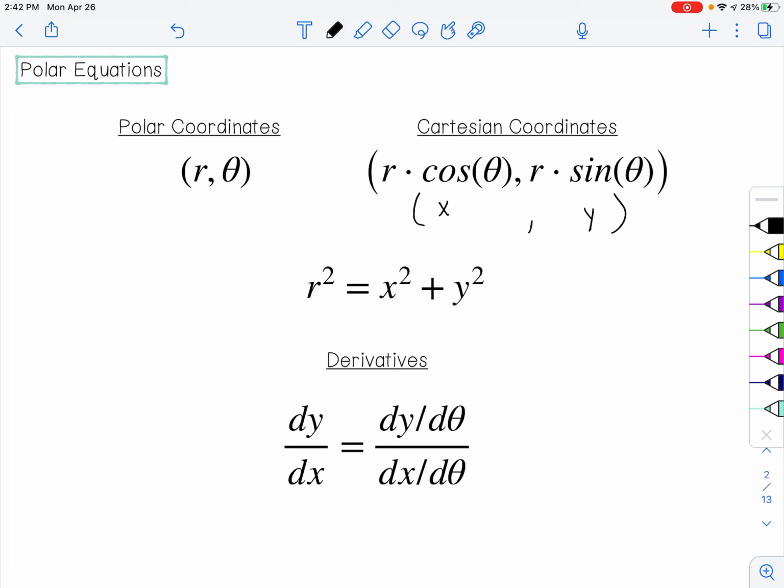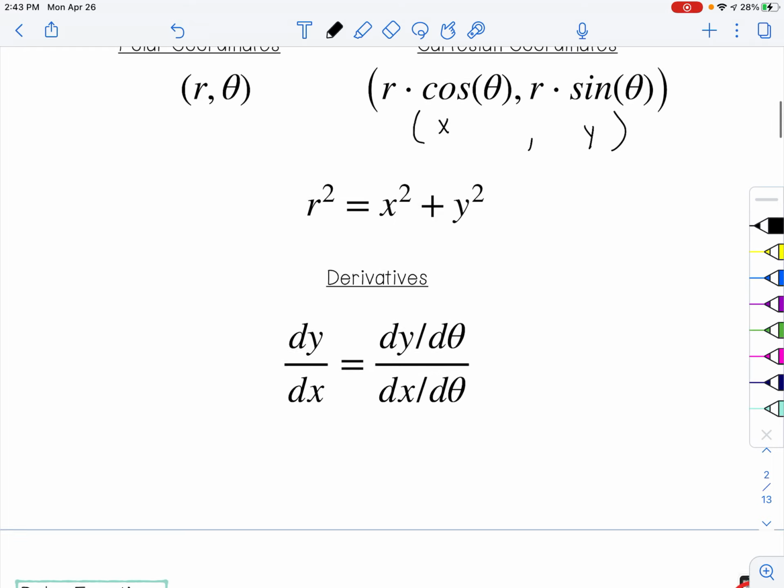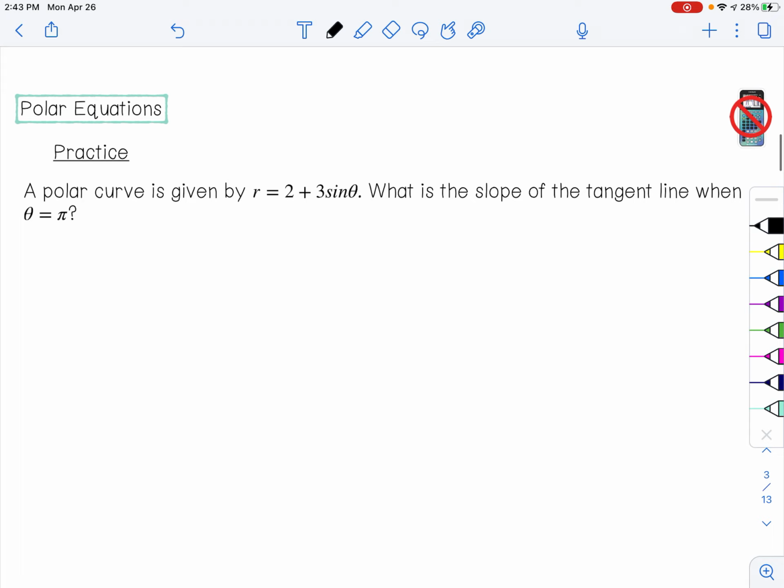Derivatives are pretty easy. Remember that you just take the derivative of both the x and the y equation in terms of theta, and then you divide dy d theta over dx d theta. So you're just putting the two equations on top of each other. We're going to do a quick little review problem, no calculator.